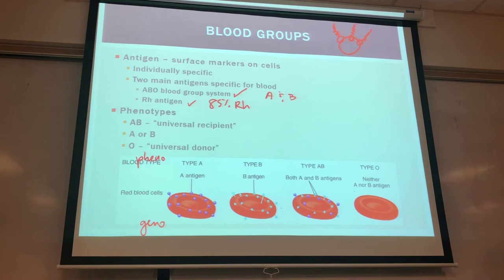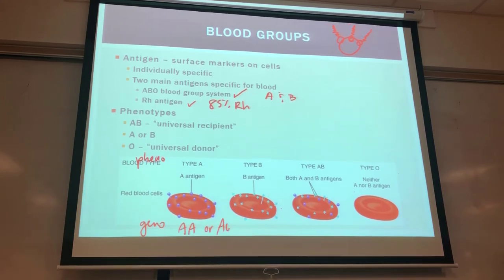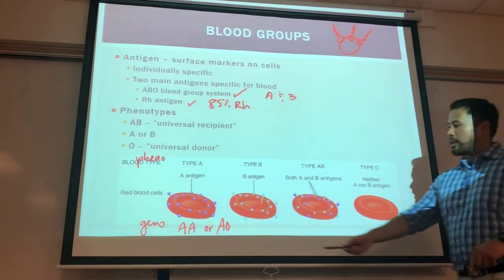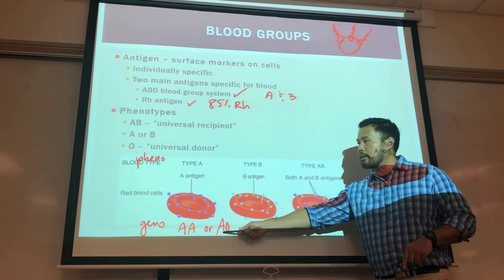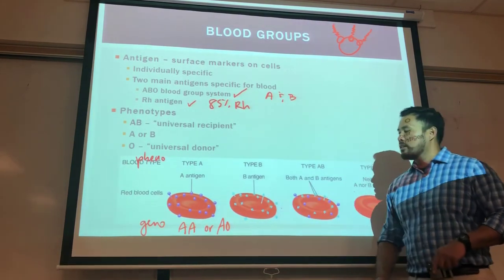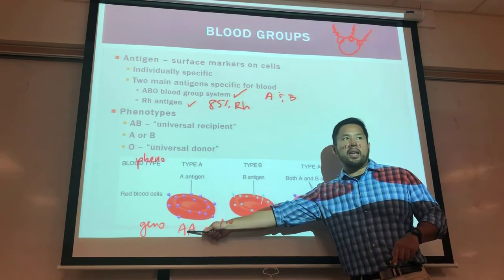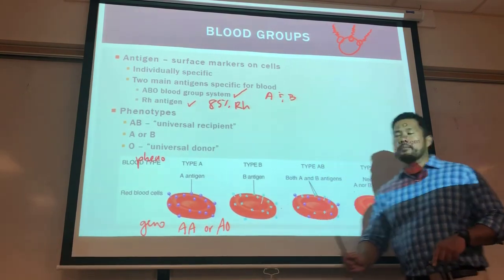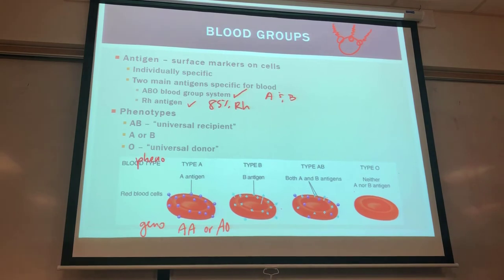So someone who would be type A, type B, type AB, and type O. That's the expressed phenotype. What would be their genotype? Meaning somebody who is type A can either have AA or AO. O being the recessive allele and A being the expressed allele. Hence, therefore, the phenotype would be A. So if you're a genotype AA, you would be blood type A. Somebody who's type B would have a genotype of BB or BO.